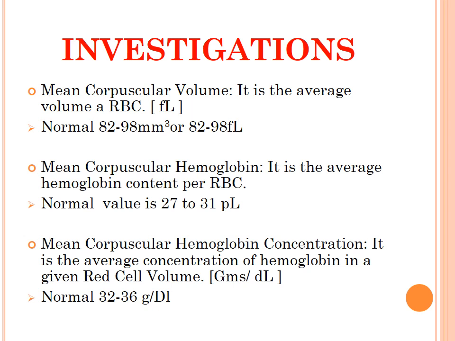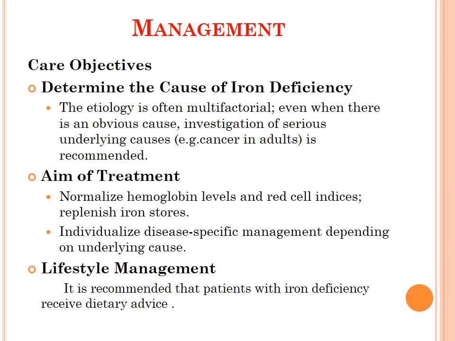It is measured in grams per deciliter, and the normal parameter is 32 to 36 gram per dl. So what are the other three investigations? They are mean corpuscular volume, mean corpuscular hemoglobin, and mean corpuscular hemoglobin concentration. Now, what is the management for anemia? It is the main portion. As far as nursing students are concerned, this is the main portion of this topic.